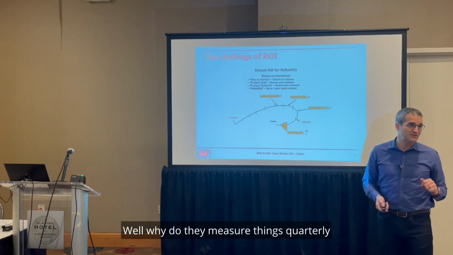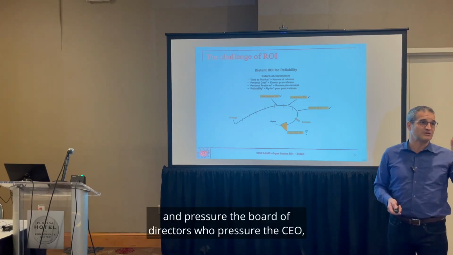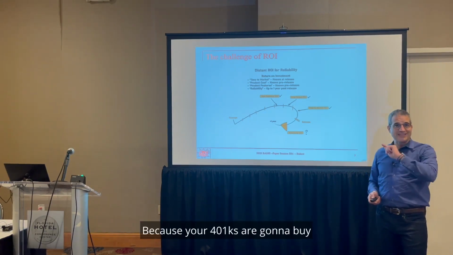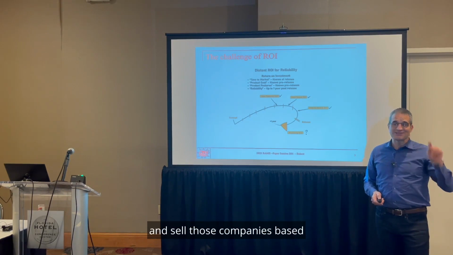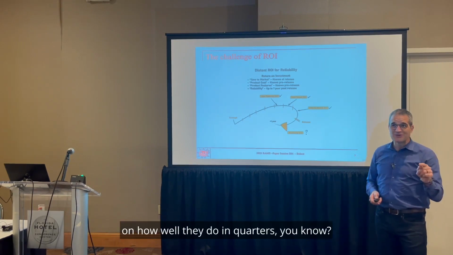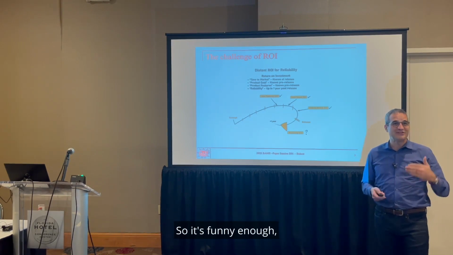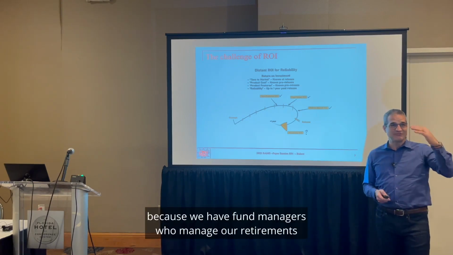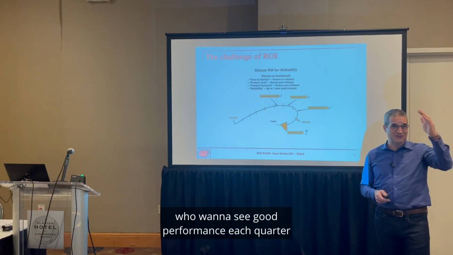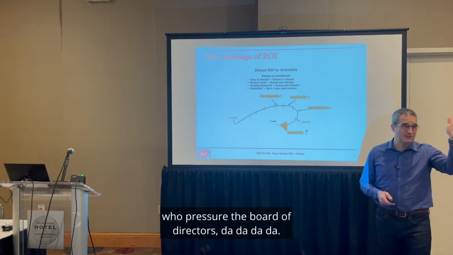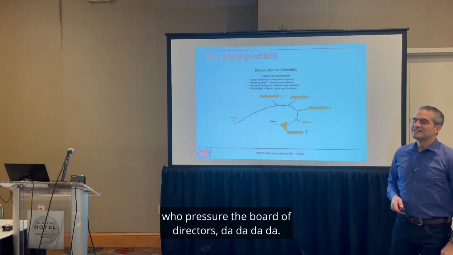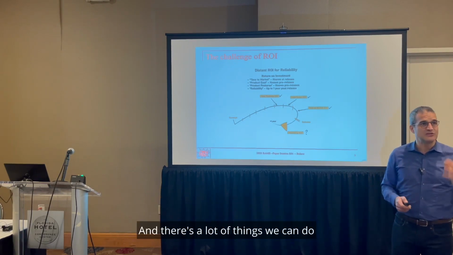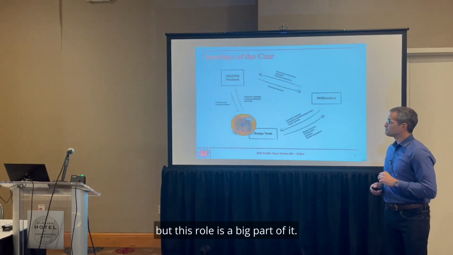Well, why do they measure things quarterly and pressure the board of directors, who pressure the CEO, who pressure the project managers? Because your 401ks are going to buy and sell those companies based on how well they do in quarters. So it's funny enough, that pressure cycle starts with fund managers who manage our retirements, who want to see good performance each quarter, who pressure the board of directors. So we need to have a counterforce to help with that. And there's a lot of things we can do, but this role is a big part of it.